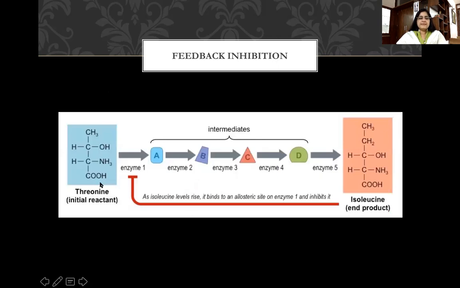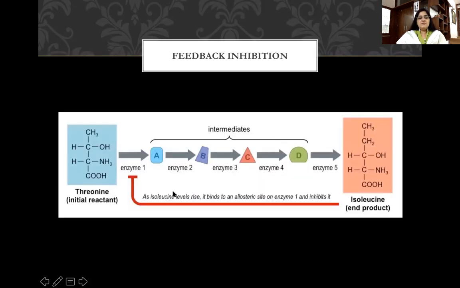So here, this is a classic example, conversion of threonine to isoleucine. Okay, so the initial reactant is threonine. It undergoes multiple reactions, conversion to A, to B, to C, to D, and finally you get isoleucine. In between, you have different enzymes, enzyme 1, enzyme 2, enzyme 3, enzyme 4, enzyme 5. But what happens when a lot of isoleucine is being synthesized? This isoleucine itself goes and binds to the rate limiting enzyme, and thus it inhibits, which is called feedback regulation. So that's it for now.